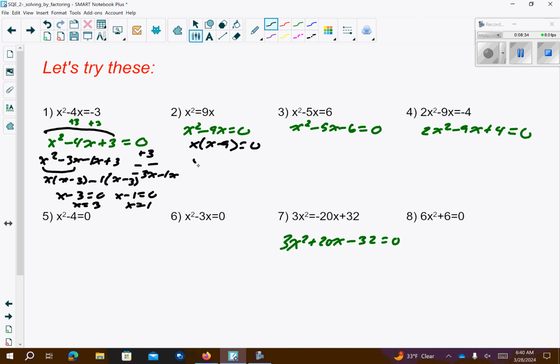Then I'm going to take both parts and set it equal to 0. So x equals 0 is the first one. Add 9 to both sides here. So we get that. Number 3, make 1 out front, and I get a negative 6.